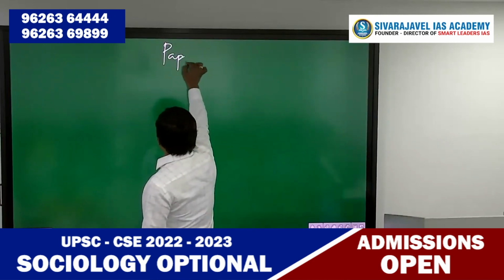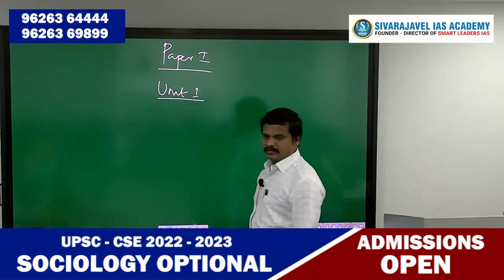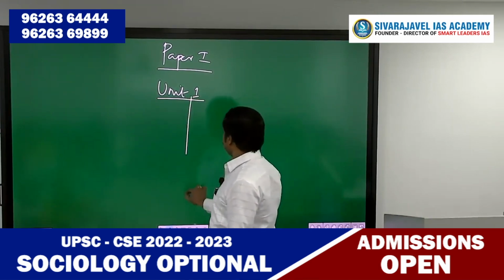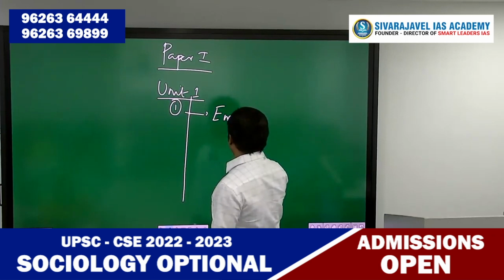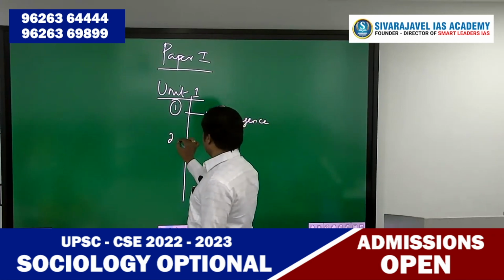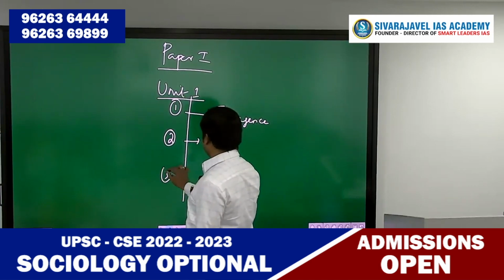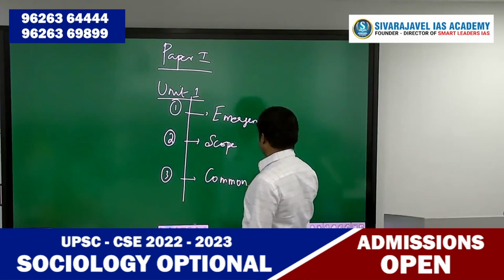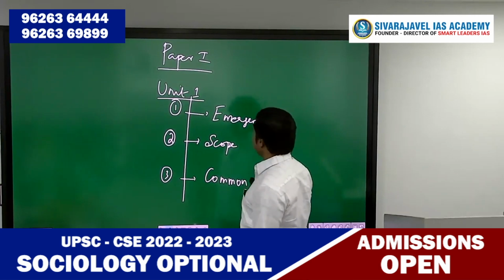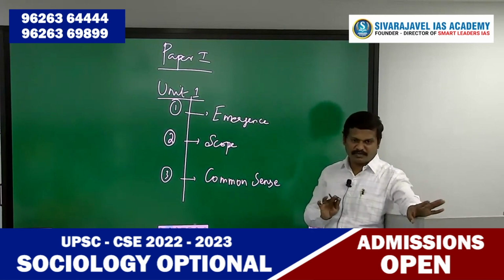Paper 1 Sociology, Unit 1 is about number 1, emergence of sociology. Number 2, scope of sociology. Number 3, common sense and sociology. Three topics are given in unit number 1 of paper 1.